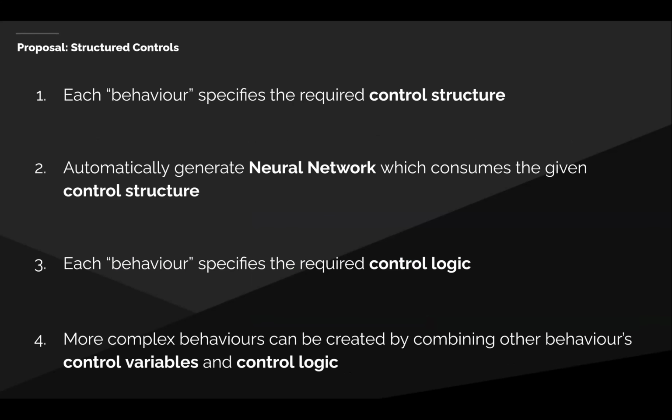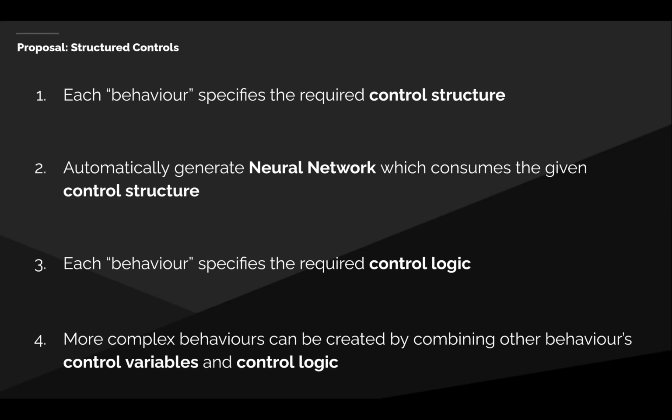One solution, or at least interesting idea, I think, is something that I call structured controls. So very basically, the way this works is that for each different behavior we're interested in, like say sitting on a chair or pushing another character out the way, we specify the required control structure. And what I mean by this is, what inputs are we going to give to the neural network, and how are those inputs structured? From this control structure, we can automatically generate a neural network which can consume that type of structure.